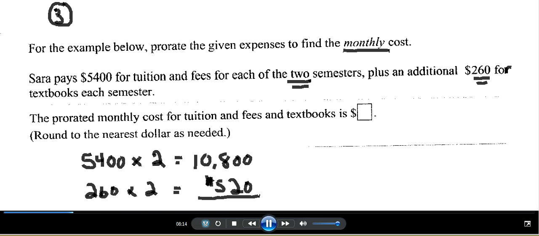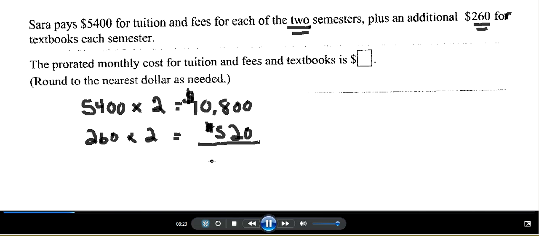Got the dollar mark. Okay. So what do we want to do? Add these 2 items together to give us 11,320. And since we want the monthly cost, I'm going to divide this figure by 12. And when I figure that divided by 12, I'm going to end up with 943.